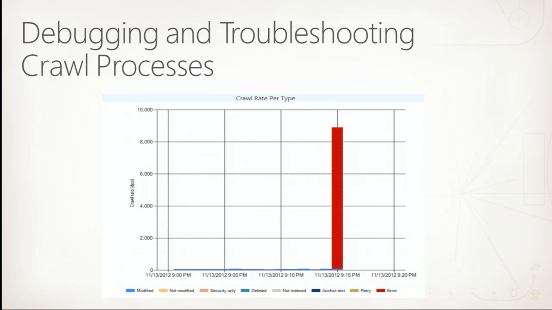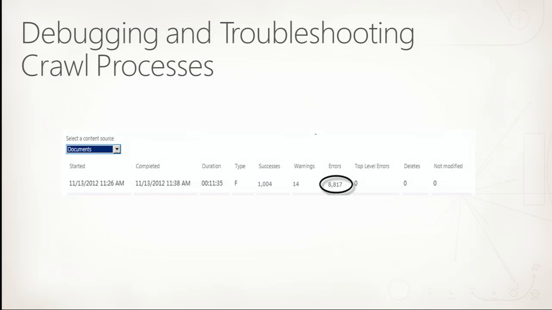That's it, right? So if you go further on this, you can see we have almost 9,000 errors on the crawl log. And those errors are that the content source is not available, right? So sorry, you won't get such a high bonus next year.